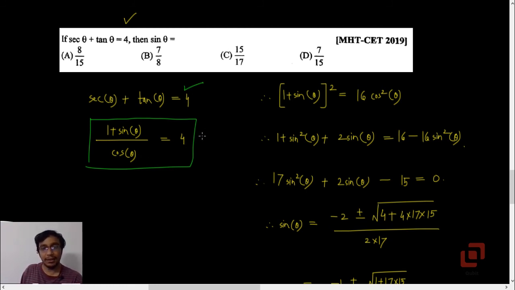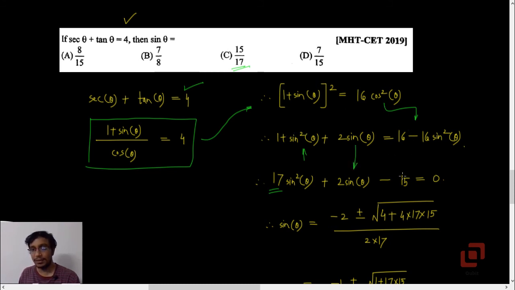So what I did is I squared both the sides and I shifted cos theta to the RHS. So 1 plus sin theta bracket squared became 16 cos squared theta. Write cos squared as 1 minus sin squared, and then you will get a quadratic equation in sin theta. Minus 16 sin squared theta, and this will give you 17 sin squared theta. So possibly option C, because only that option contains 17, and 17 is a prime number, so it's highly unlikely that it will get cancelled. 2 sin theta as it is.